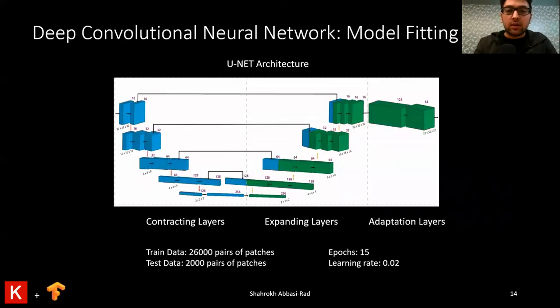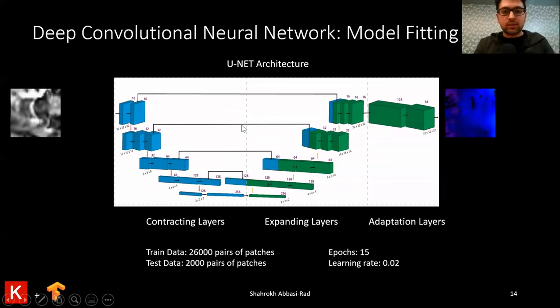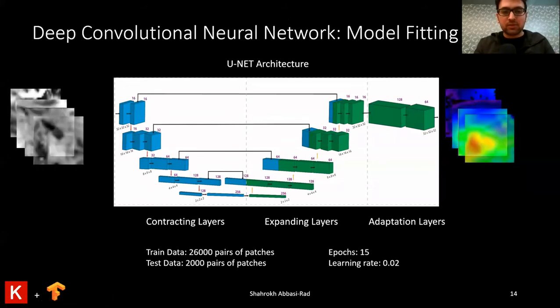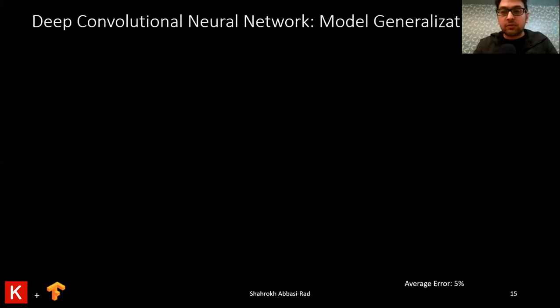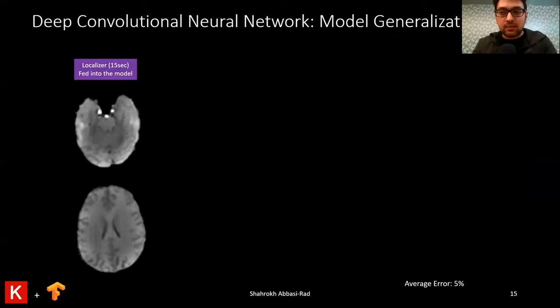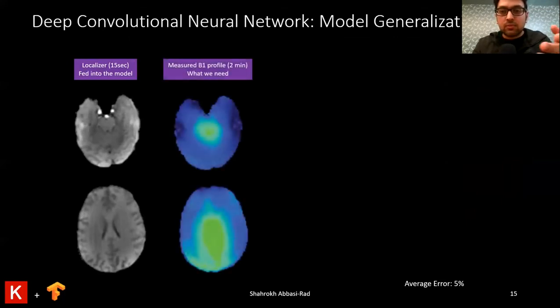We used the U-Net architecture of the convolutional neural network, and we trained the model using 26,000 pairs of patches of localizer and B1 map. So the model could predict the B1 map from the localizer. And this is the result of the generalization stage of the model. We fed unseen data into the model. This is what we want.